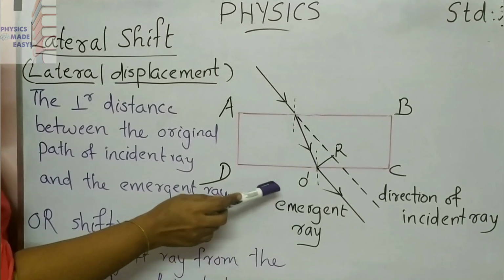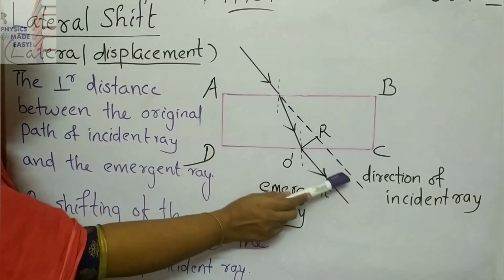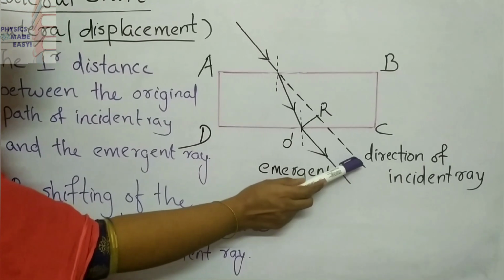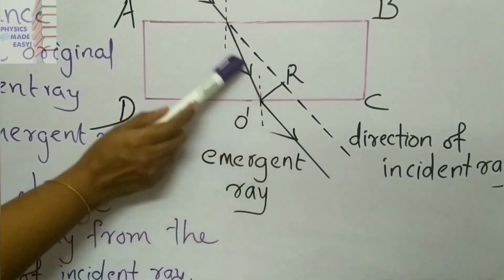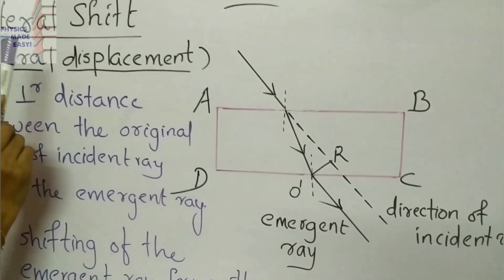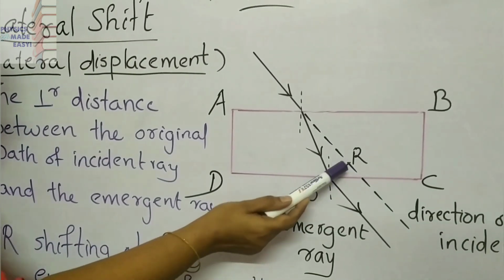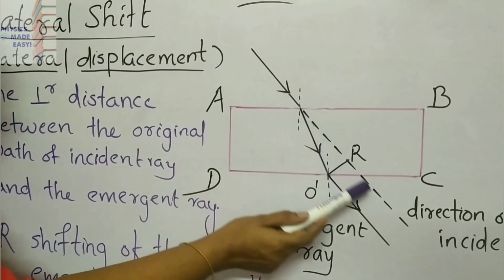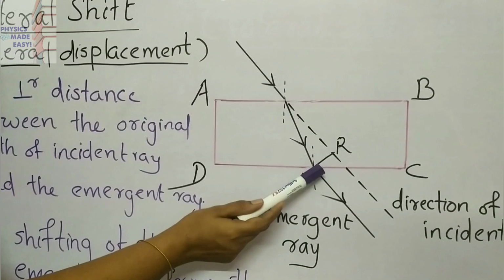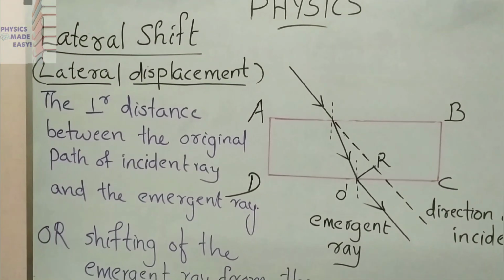Look children, how to define lateral displacement. Here you can see this is the direction of the incident ray. You can see the emergent ray is shifted sideways from the original ray, from the direction of the incident ray. That is called lateral shift. How can we measure that? In this diagram, O dash R is the perpendicular distance between the direction of the original ray and the emergent ray, that gives us the lateral displacement. Both terms we can use, lateral shift or lateral displacement.